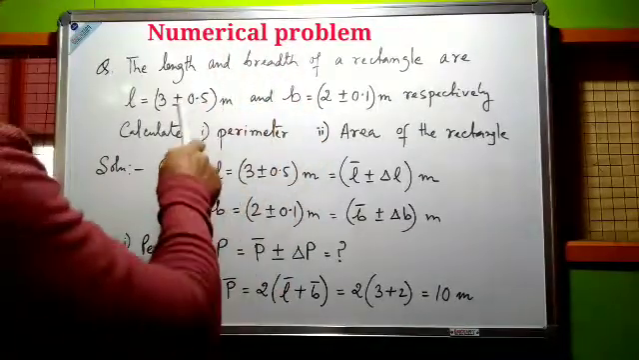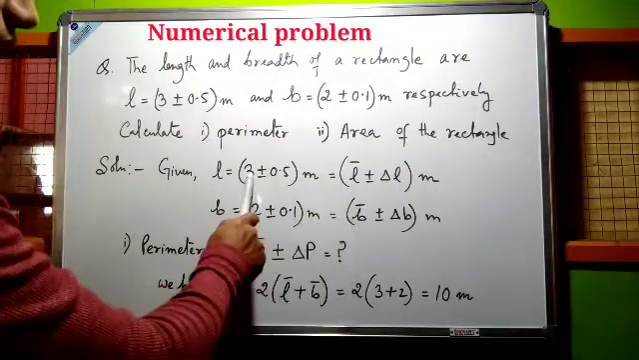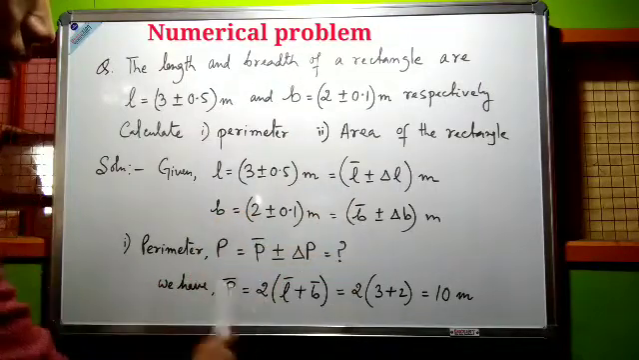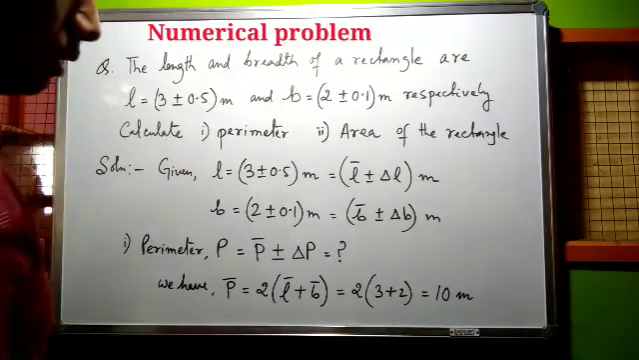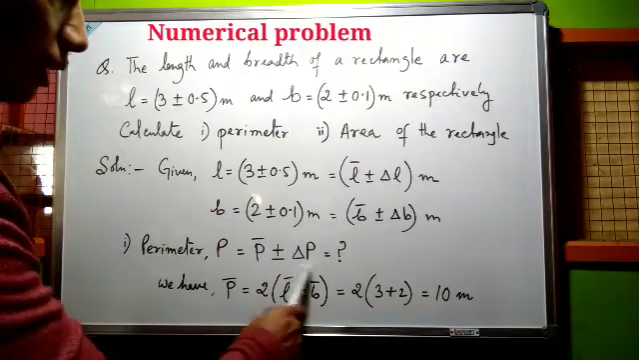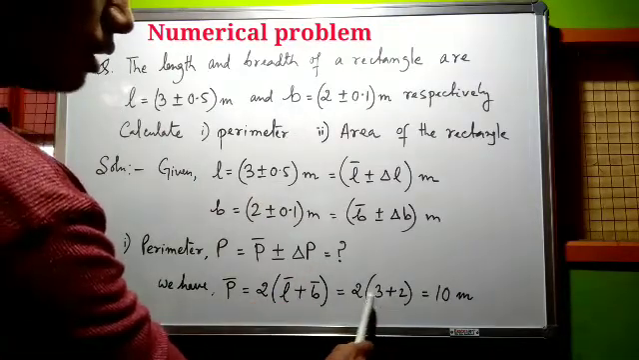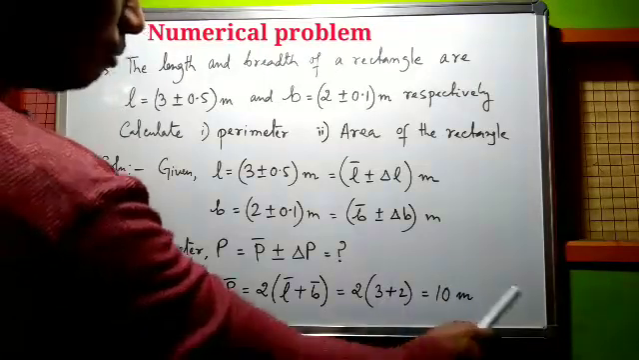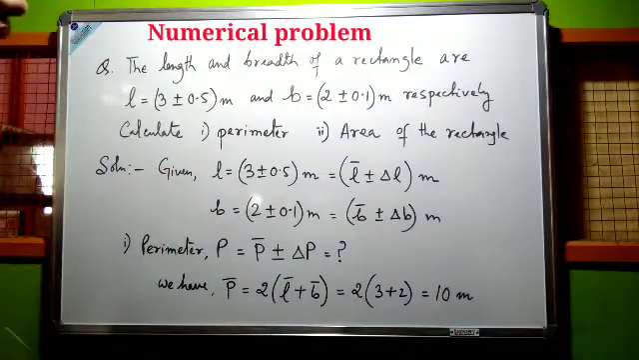The observed quantities, the length and breadth, we take their true values. So L bar is 3 and B bar is 2. Then L bar plus B bar is 3 plus 2, so twice length plus breadth gives the perimeter. That is twice 3 plus 2, that is 2 into 5, 10 meter. This 10 meter represents the true value of the perimeter.